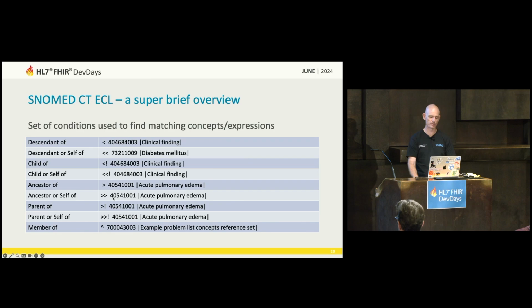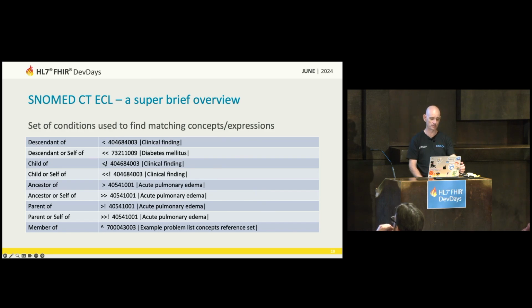So I'll go through a really super brief overview of what ECL looks like. It's actually quite big and rich, so it's hard to cover anywhere near all of it, but this will give you an idea of roughly how it works. So you can look for things like descendants of a concept, or descendants and self, so this different syntax. This second one will include the diabetes mellitus concept as well as all of its descendants. This one won't include clinical finding, but it will include all of the things below it.